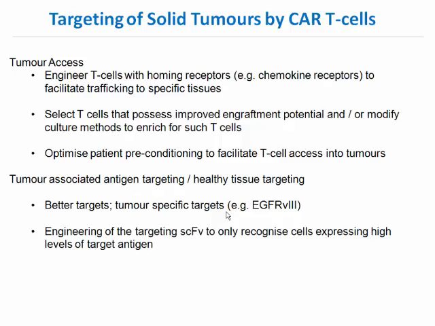In terms of targeting the tumour and the issues of trying to avoid healthy tissue targeting, we really need better targets. And there are some tumour-specific targets that are now being targeted, such as the EGFR variant 3, which seems to be expressed primarily on tumours and not expressed in normal tissues. And also trying to engineer the targeting of the single chain to only recognise cells expressing high levels of target antigen. Now, conversely, again, what this means is that we're trying to engineer the single chain to have a reduced affinity, so we can try and get down to a threshold where only cells that have high amounts of antigen on the surface will be recognised by these T cells. Again, it's all completely the reverse of what we've been doing for the last 20 years.